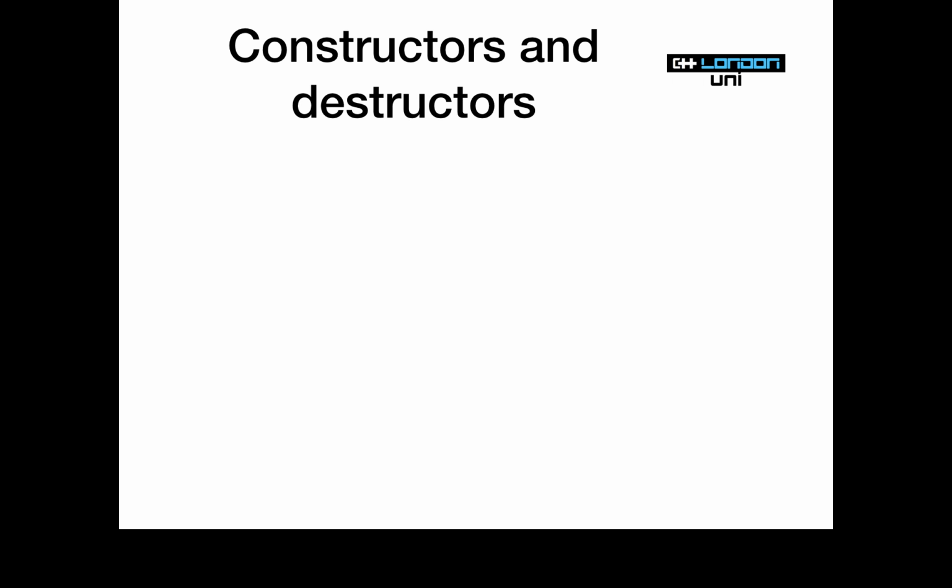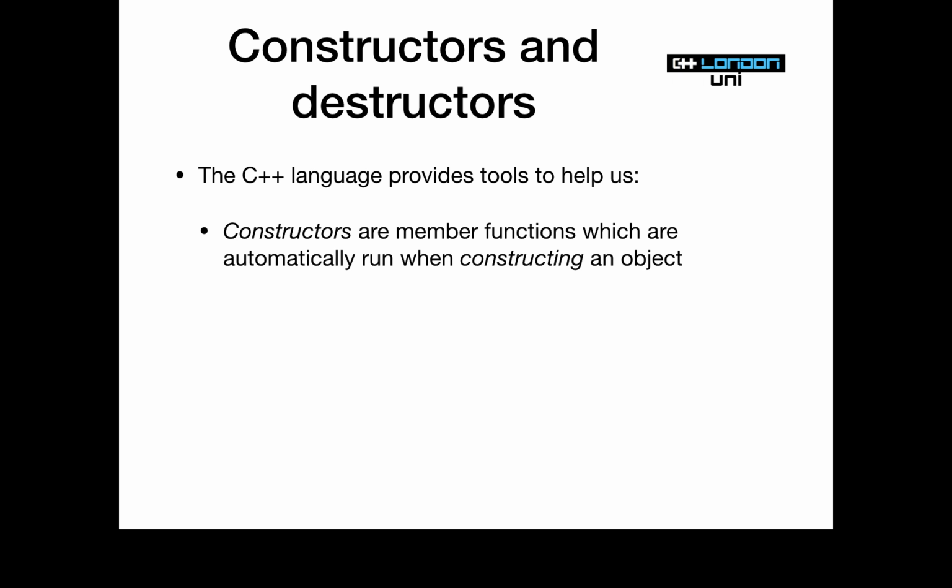So how can we make our lives easier? How can we do this better? Well, the C++ language gives us two tools to help with this pattern. We have special functions called constructors. The constructors are member functions of a class, as we've been talking about for a few weeks now. Constructors are member functions that are automatically run when we construct a new object of that class type. Struct and class, remember I use them interchangeably.